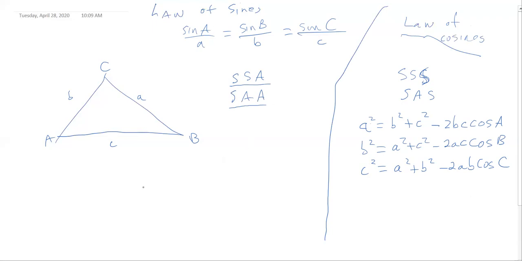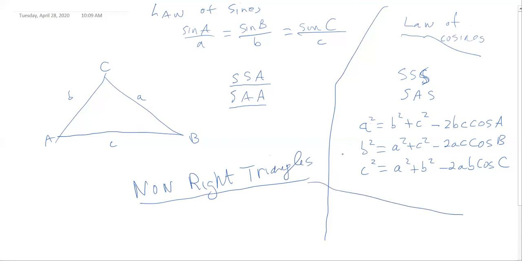And so this is for non-right triangles. That's what we'll just say, non-right triangles. That's what these two laws are good for. Should the triangle break down and become a right triangle, a 90-degree angle stuck in there somewhere that you didn't recognize right away, then this formula over here in particular just reduces down to the Pythagorean theorem.